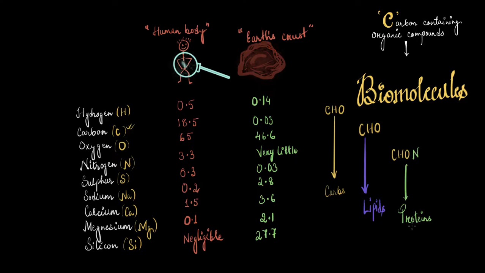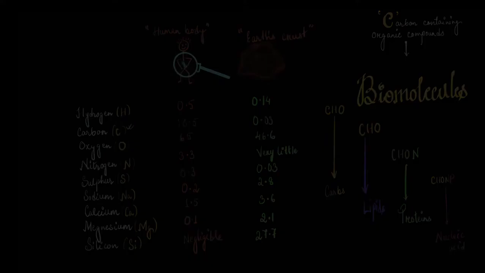Okay? And then we have the third one, which has carbon, hydrogen, oxygen, and nitrogen in it. And we call them the proteins. And the last category of biomolecule, which has carbon, hydrogen, oxygen, nitrogen, and phosphorus attached to it, we call it nucleic acids. And in this video, let's briefly discuss each of these biomolecules. And we will start with carbohydrates.